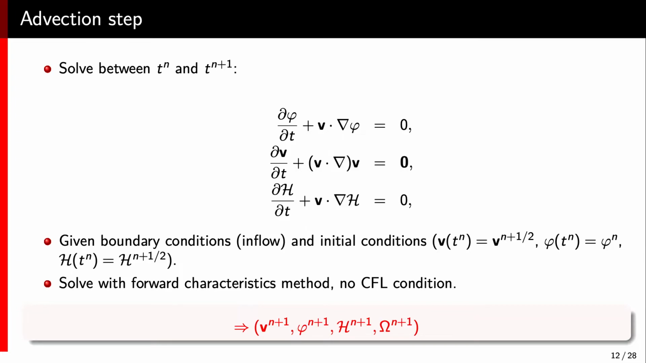And we are going to solve that with a forward characteristic method that actually imposes no CFL condition. And that will allow us to find the correction of the velocity, phi n plus 1, so that means the new position of the free surface, the enthalpy, so the correction of the enthalpy, and thus the correction of the temperature as well, and then the position of the new free surface, so that means the new metal domain for the next time step.